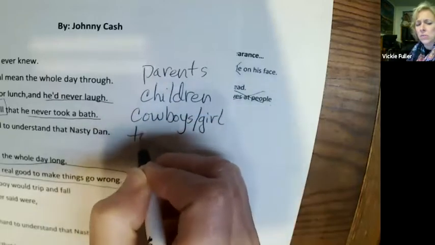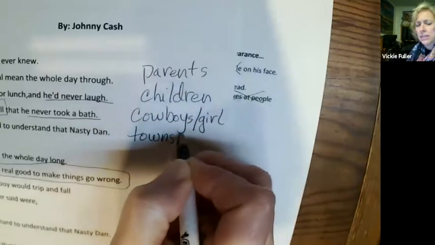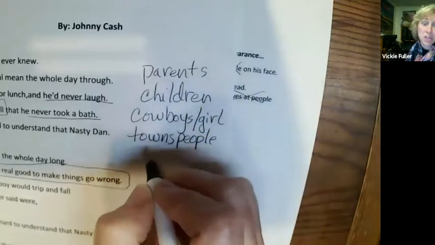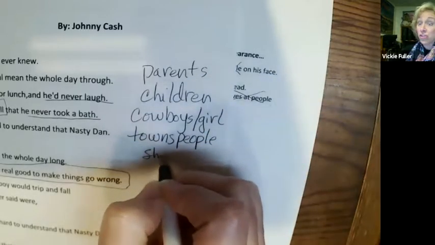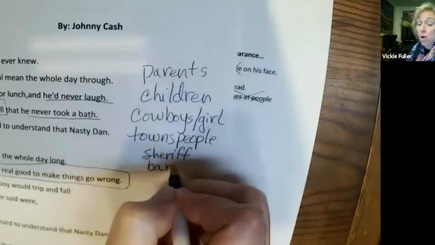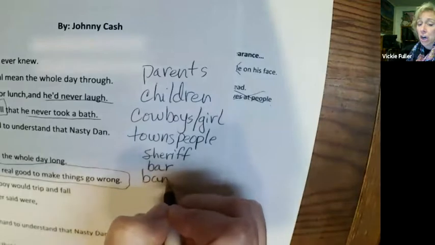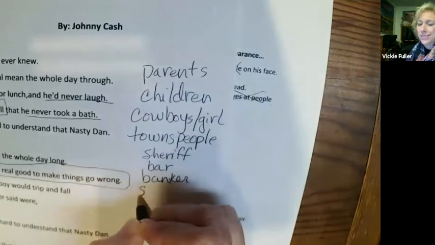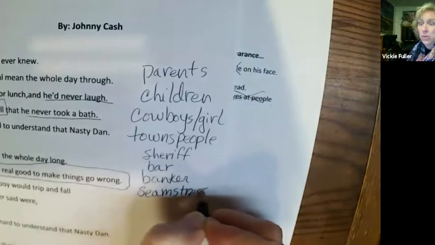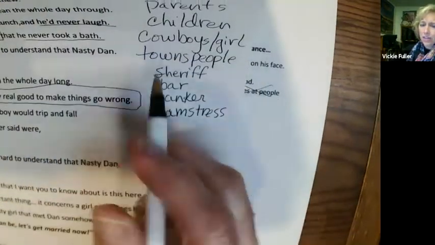We had townspeople. And in the town, think about the different things that you might have done in the town. Maybe you were the sheriff. Maybe you owned the local bar, or you were a banker, or maybe you were a seamstress and you made clothes for people. Maybe you were the candle maker.